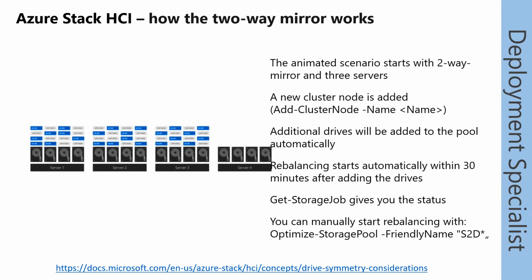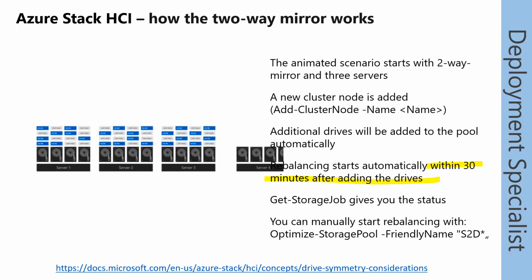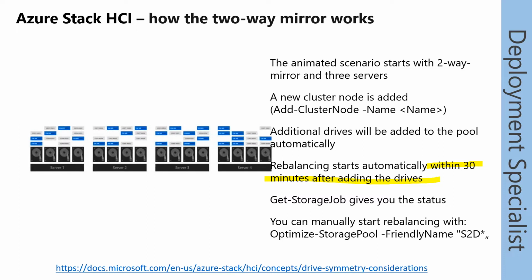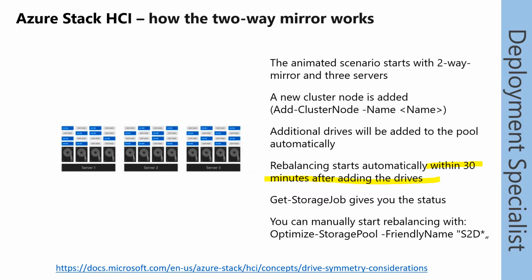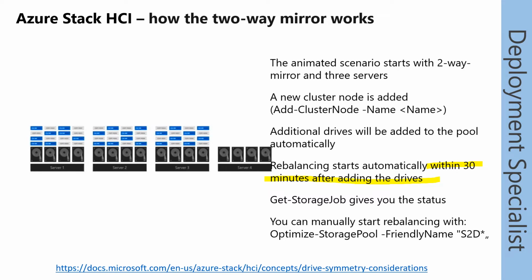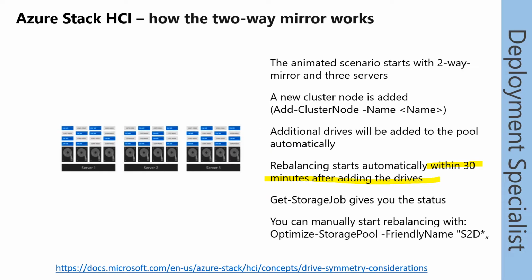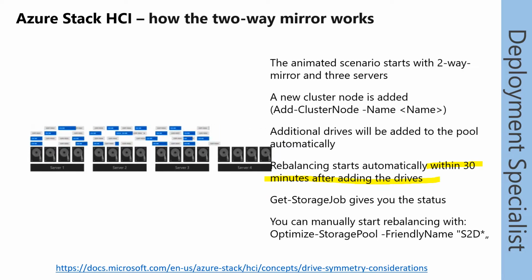And here we can see that we have a rebalancing that automatically starts within 30 minutes after adding the drives. So we have to wait for 30 minutes and then this rebalancing starts in our pool. It's maximum 30 minutes, so it should start within 30 minutes, this rebalancing, that ensures that we use this new drive absolutely optimal. So we will have a rebalancing, a redistribution, an optimizing of the slabs also to these new drives, even if I do not add any new volumes or any new data.